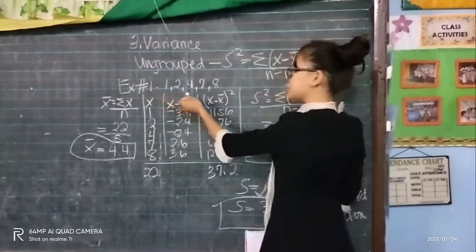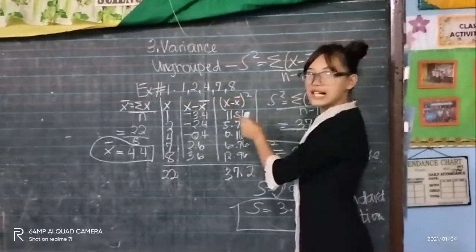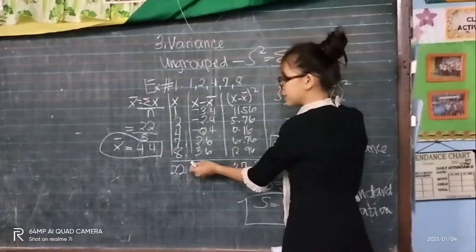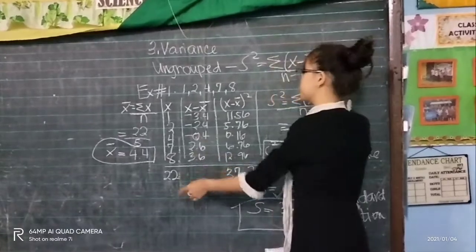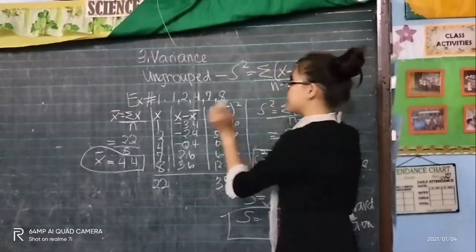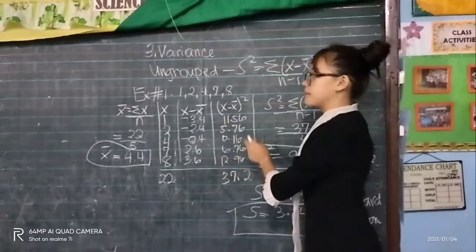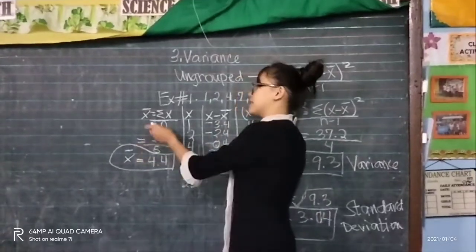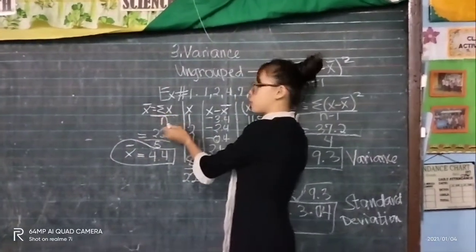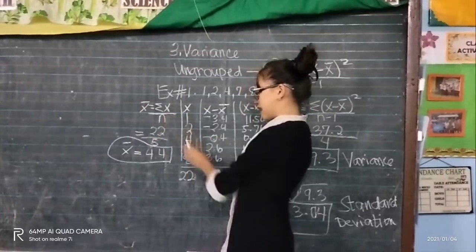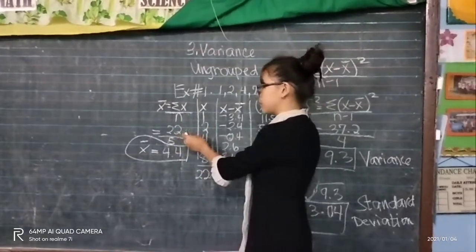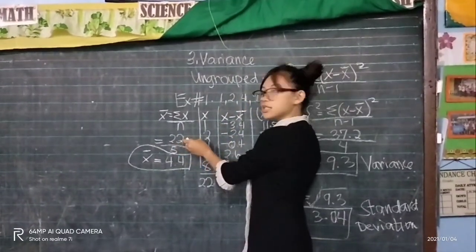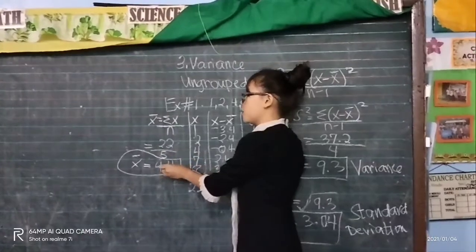So all we have to do is to arrange this vertically. 1, 2, 4, 7, 8. And we're gonna add all this and the total is 22. So in the next column, we're gonna solve our mean first. We all know that our formula for the mean is summation of x over n. The summation of x is 22, and our n is 1, 2, 3, 4, 5. So 5. 22 divided by 5 is 4.4. So this is our mean.